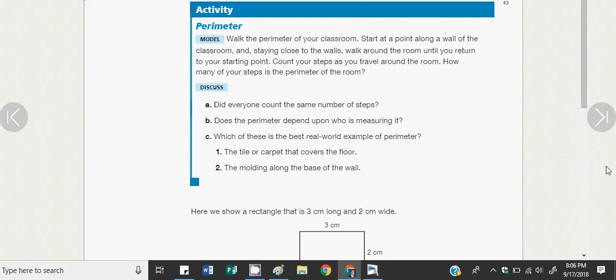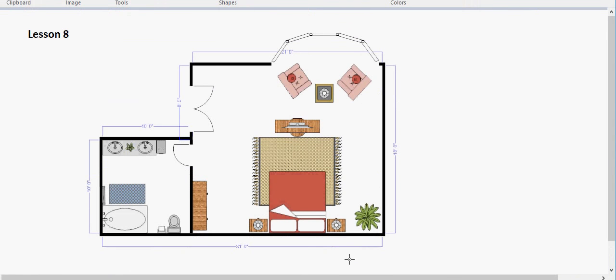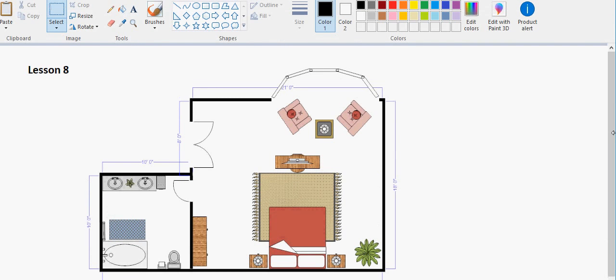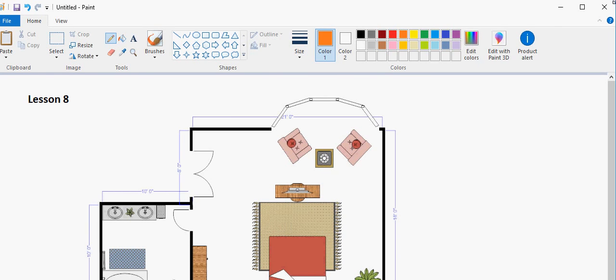Course one, lesson 8 is going to be telling us about perimeter. Perimeter is around. It's all about that word, around. Let's look at this room here. In this room, what do we mean by its perimeter? Describing the perimeter of a room would mean how far, the distance around the room.